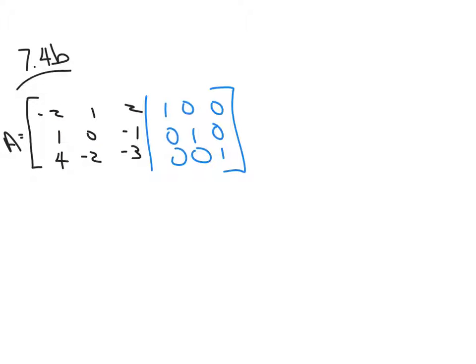So you're going to have 1, 0, negative 1, and a negative 2, 1, 2, and a 4, negative 2, negative 3. Okay, what happens to this side when you start switching things around? Well, that changes too.